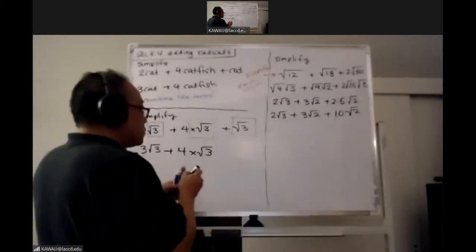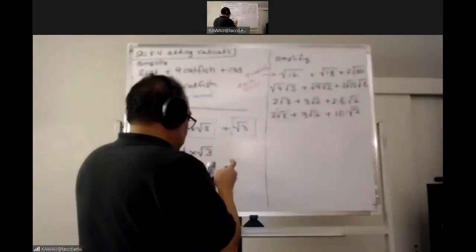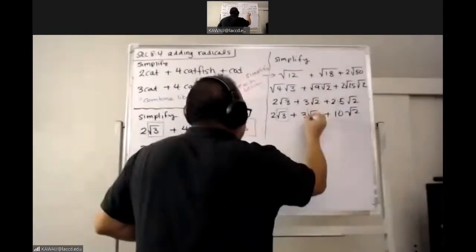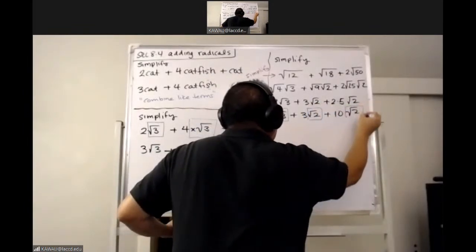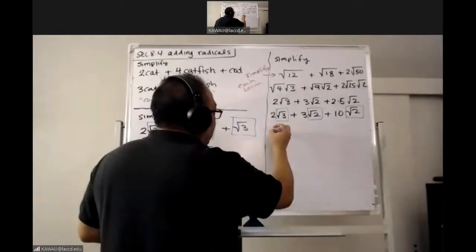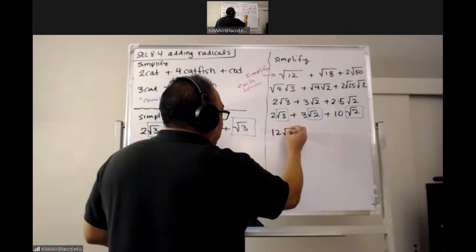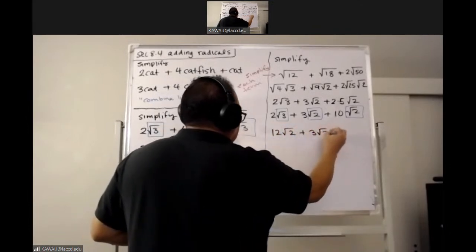Okay, so this is different. These two are the same. So we have 12, 3 square root of 2, and then we're done.